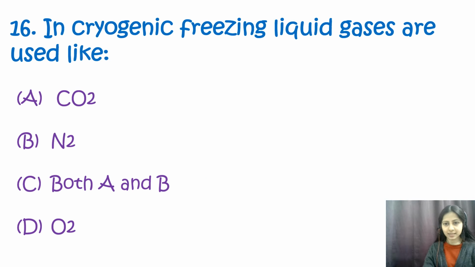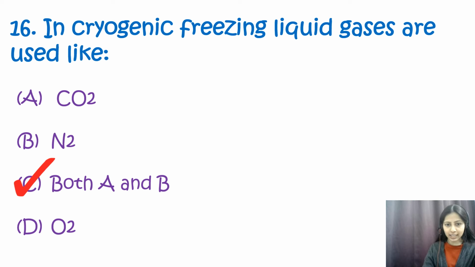Number 16. In cryogenic freezing, liquid gases are used like, options are A carbon dioxide, B nitrogen, C both A and B, and D oxygen. So the correct option is number C, that is both A and B. In cryogenic freezing, liquid gases such as nitrogen and carbon dioxide are commonly used. So the correct option is number C, that is both A and B.